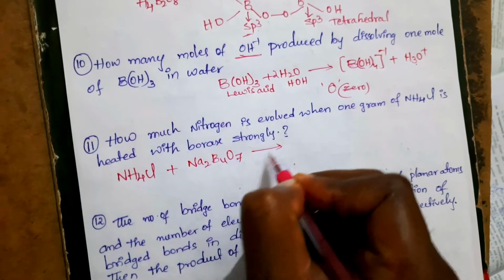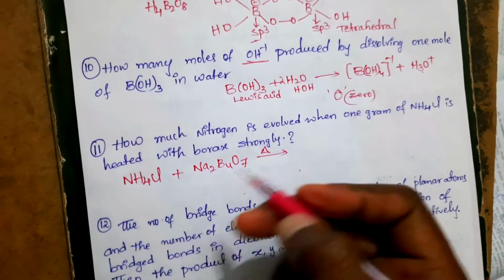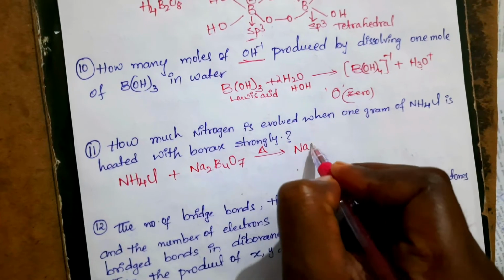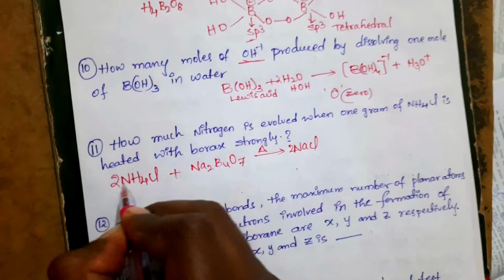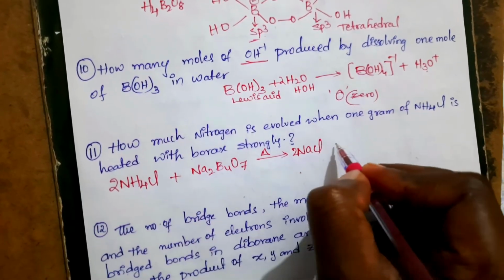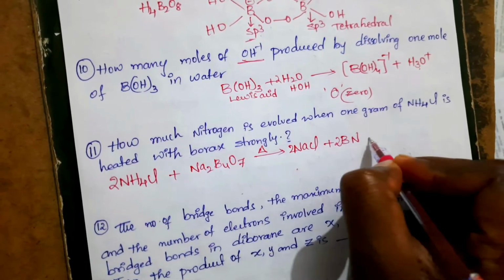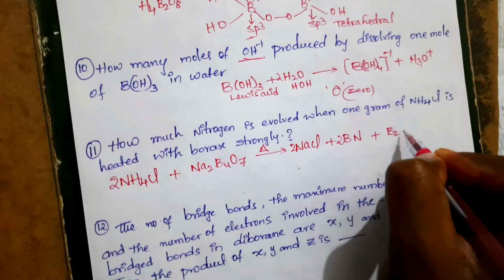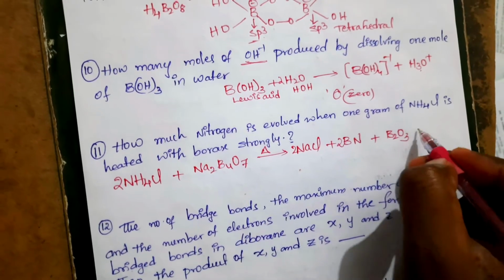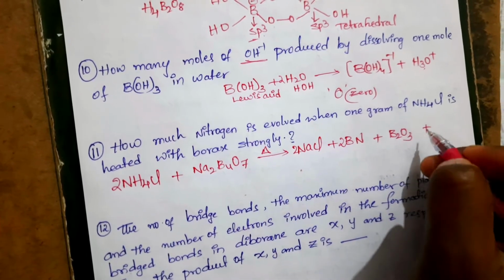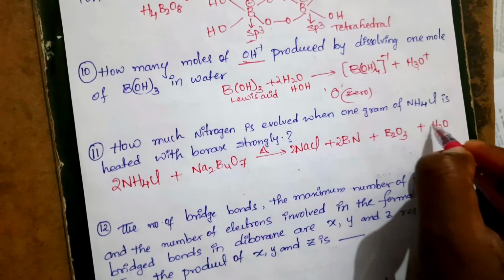Na2B4O7. Whenever it is strongly heated, then what happens? Generally, we will get 2 moles of NaCl, and we will get boron nitride, so 2 moles of boron nitride plus boric anhydride B2O3, plus we will get the water, 2H2O.